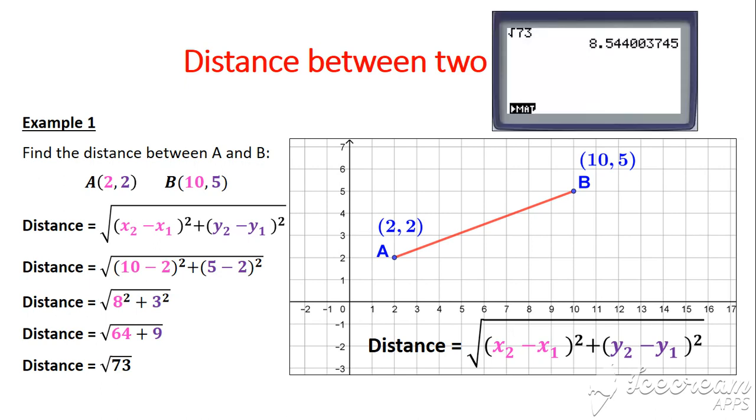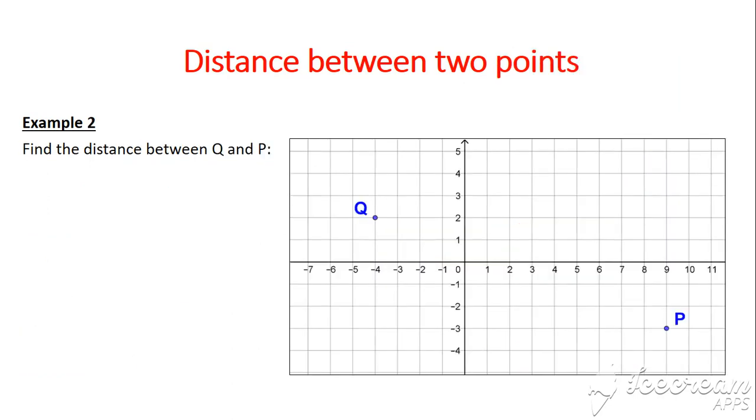So I need my calculator. The square root of 73 gives us a value of 8.54. So we're going to say the distance between A and B is 8.54 units. All right, let's do another example.